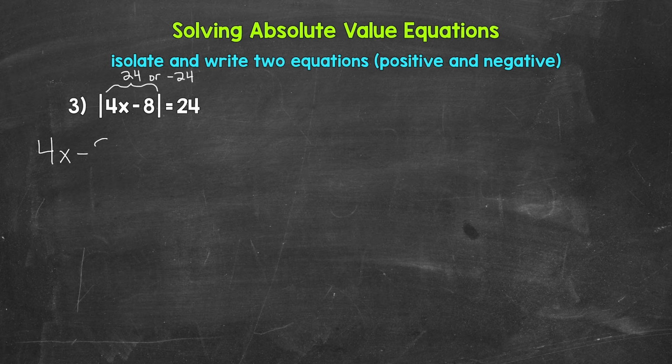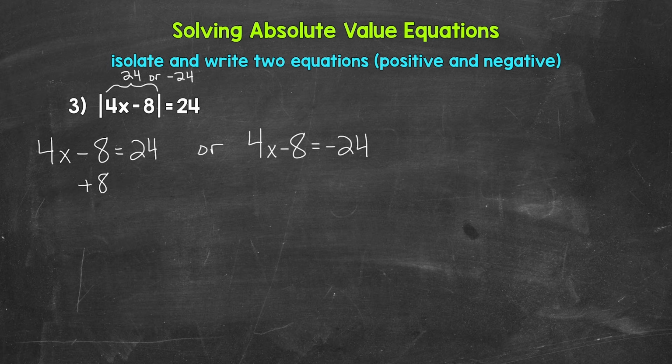4x minus 8 equals 24, or 4x minus 8 equals -24. And now we can solve. Let's start with 4x minus 8 equals 24. We need to undo the subtraction first. The inverse operation of subtraction is addition. So add 8 to the left side of the equation. That means we need to add 8 to the right side as well.